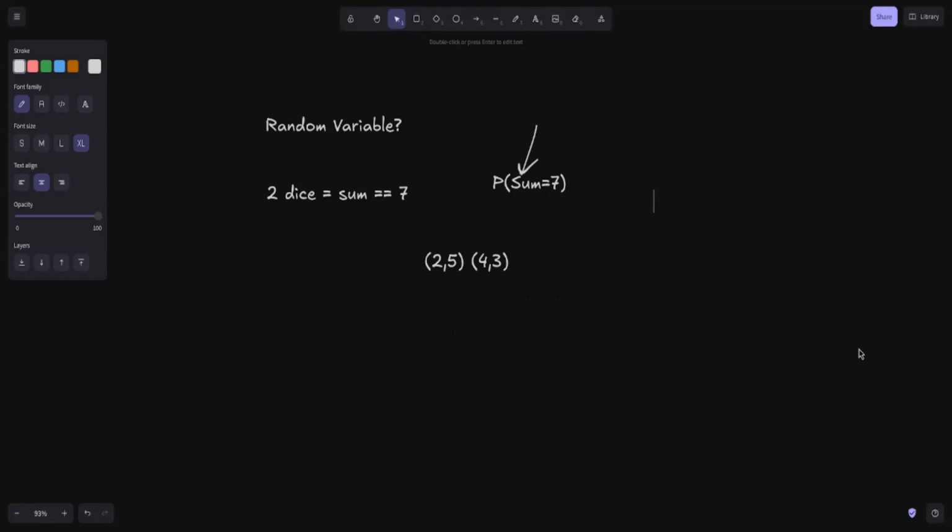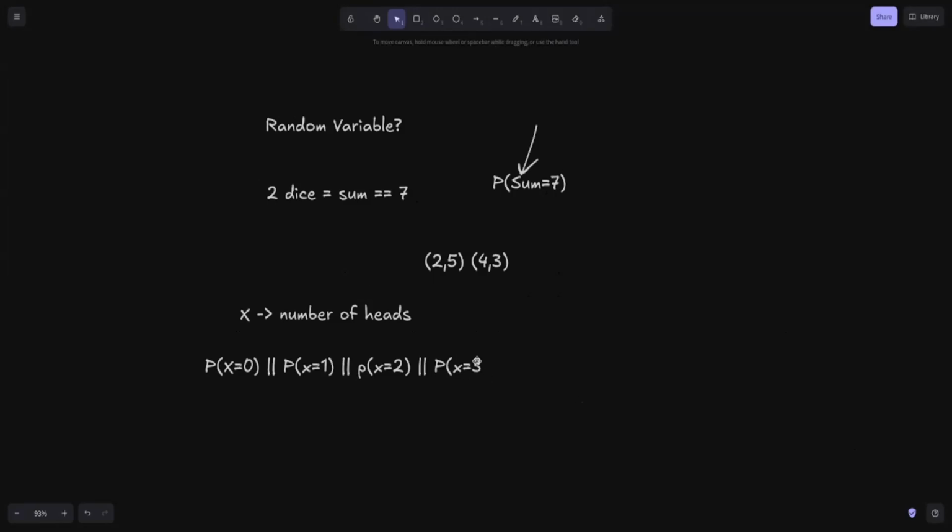Let's say x is the random variable such that it denotes the number of heads when we are tossing 3 coins, right? So what can be the possibilities? P of x equal to 0, or P of x equal to 1, or P of x equal to 2, or P of x equal to 3. What do these all mean?